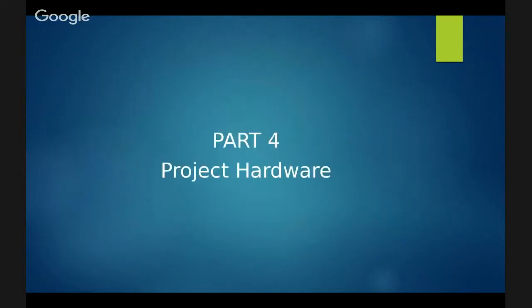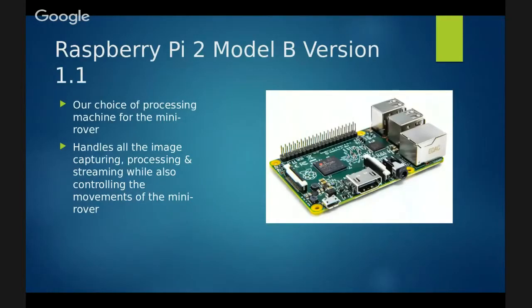So now I will describe, one by one, the list of hardware that we use for the mini rover. First of all, the brain of our whole mini rover is the Raspberry Pi 2. This is the choice of processing machine for our mini rover, and it will be responsible for all the image capturing, processing, and streaming, while also controlling the movements of the rover.